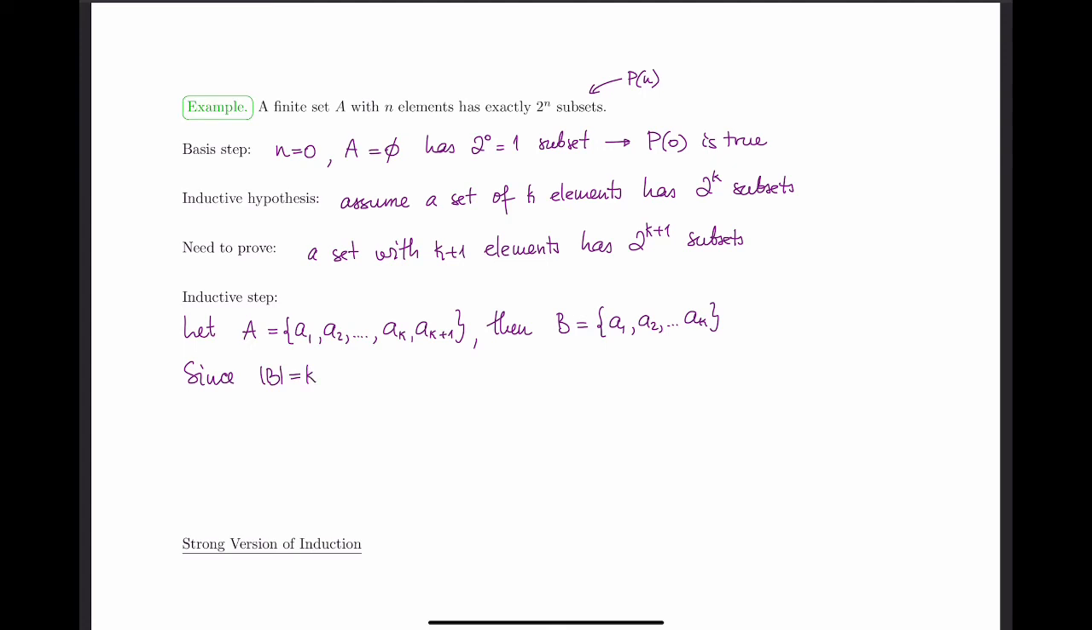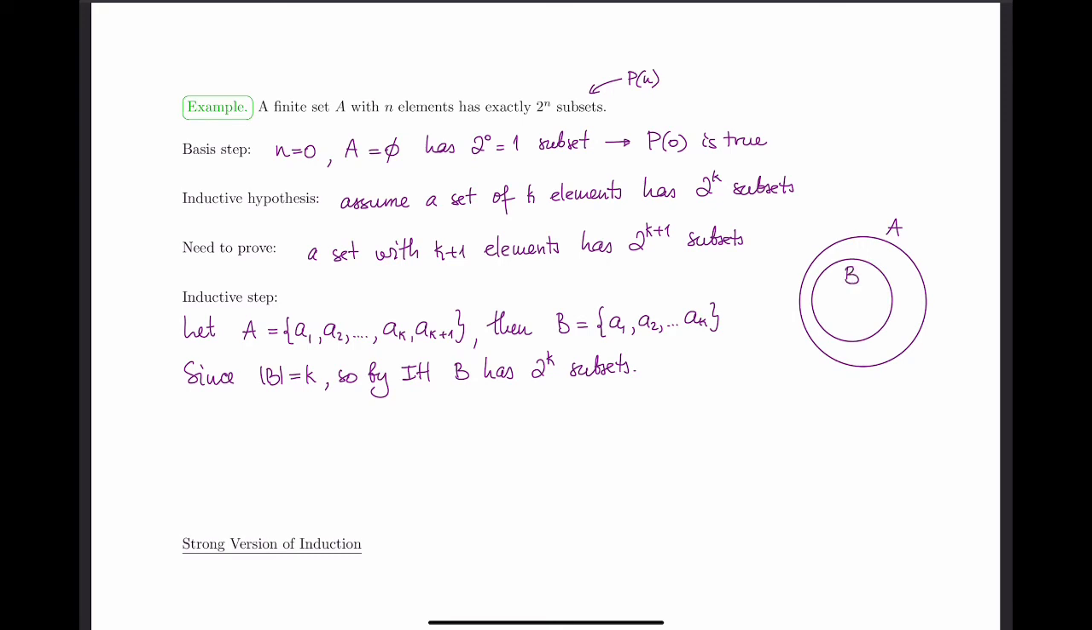So there are k elements in the set B. By inductive hypothesis, this satisfies this property, which means I can assume that B has 2 to power k subsets. Now remember what subsets are. If this is my set A, and I have a set B inside of it, which I know is smaller because there's this element AK plus 1 out here, I can clearly see that every subset of B is also a subset of A because it lies completely within it. And that is an important observation. So first of all, each subset of B is also a subset of A. So that means I've now accounted for 2 to power k of the subsets of A.